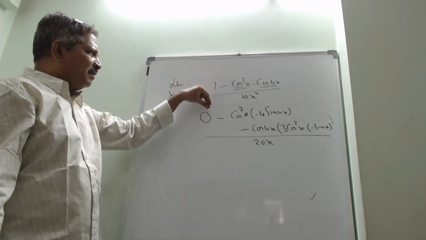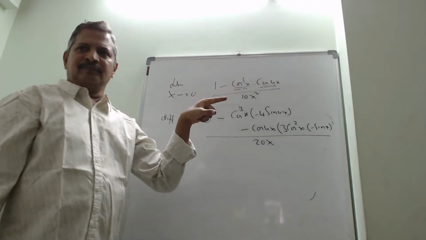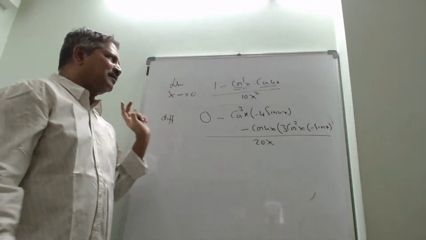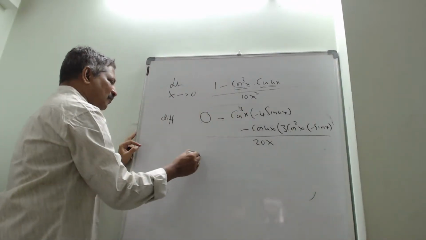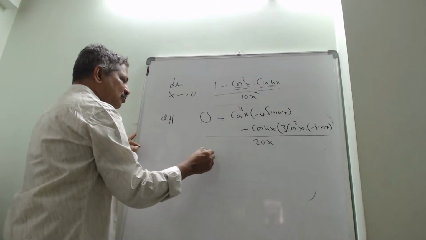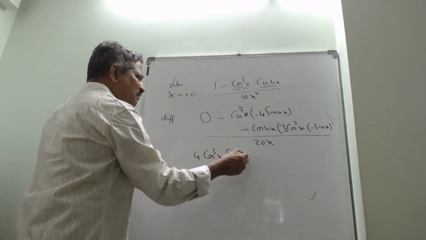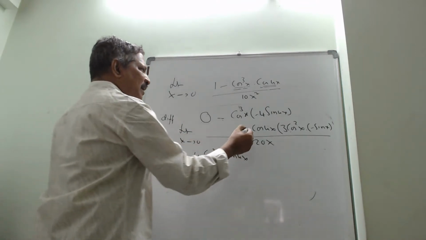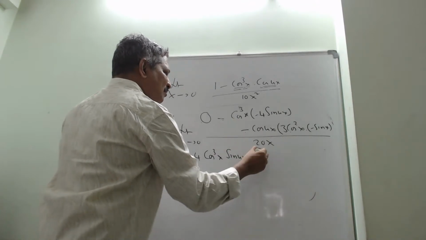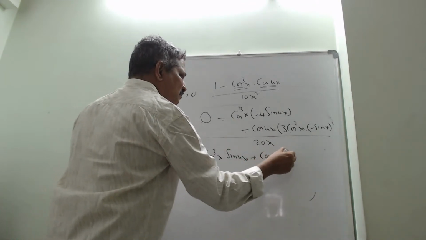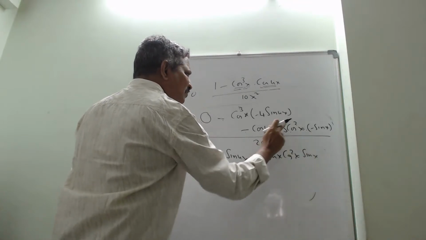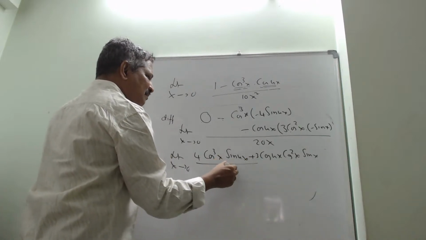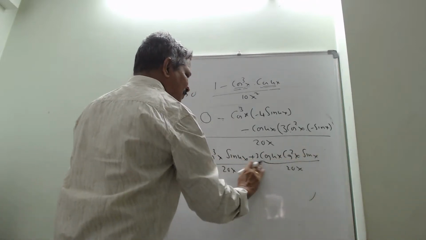Now I will repeat again: derivative of 1 is 0, u into v, v into u. So the minus is kept as it is. Actually u derivative of v plus v derivative of u, but minus is there as it is kept. Minus into minus 4 gives plus 4 cos cube x sin 4x. This limit as it is, limit x tends to 0. Next, minus into minus again, plus cos 4x cos square x into sin x into extra 3, by 20x. I have separated.